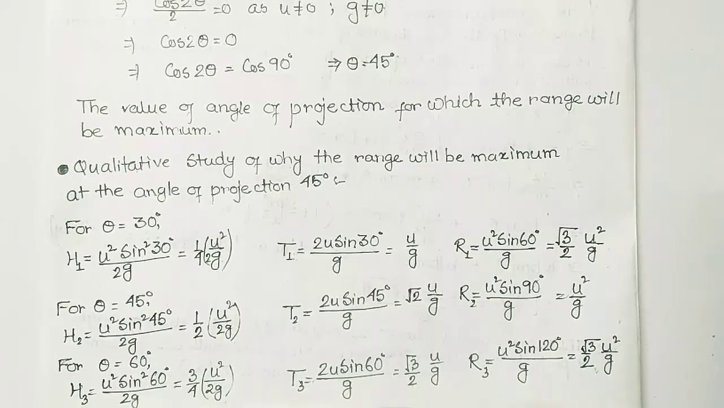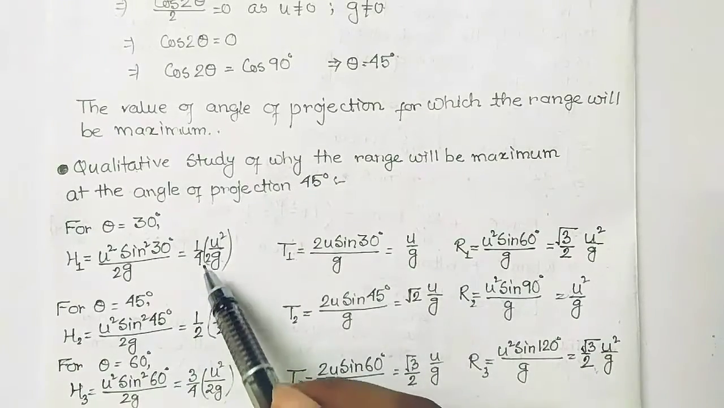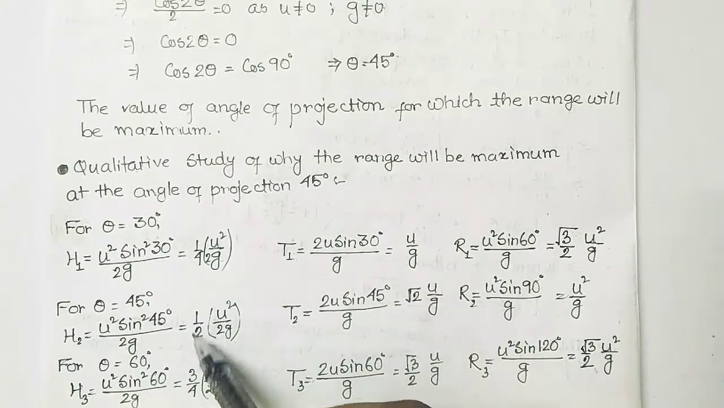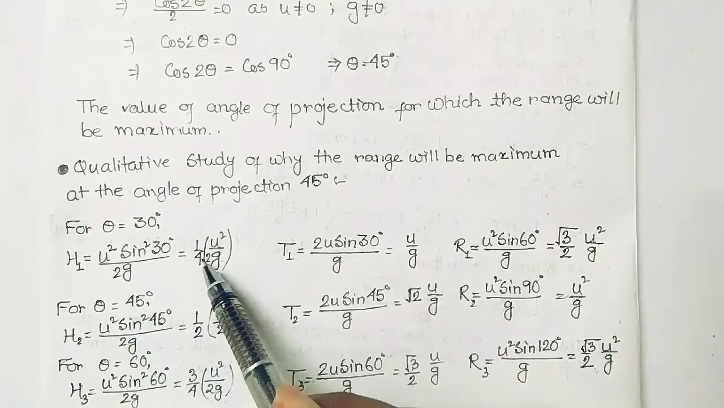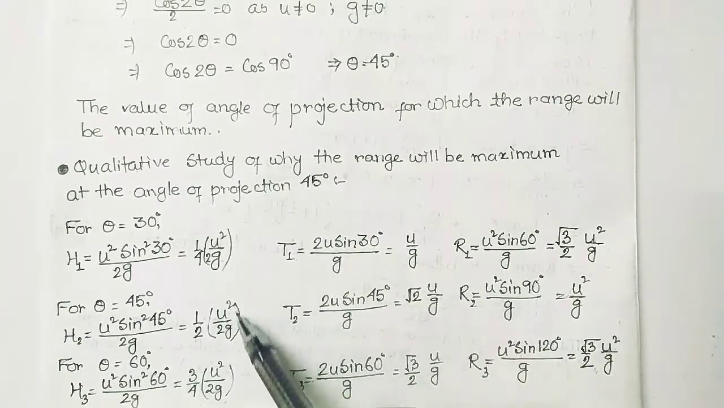Okay, now if I look at the case of the heights, then we can say it is 1 by 4th of u square by 2g, it is 1 by 2 of u square by 2g, it is 3 by 4th of u square by 2g. Okay, so it is 0.25 into u square by 2g. In case of theta equal to 45 degree, it will be 0.5 of u square by 2g, and it is 0.75 of u square by 2g. So if the angular projection is greater, then the maximum height is increasing, okay, at that rate.